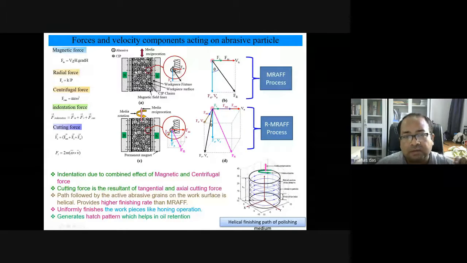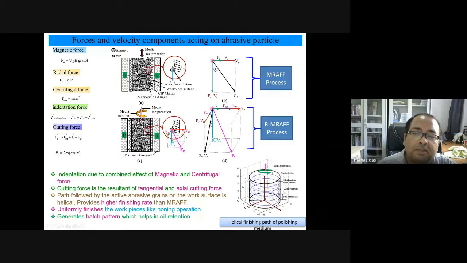Although this indentation is very small, it is in the nanometer range. After the abrasive particles are indented into the workpiece surface, if you move them because of this axial force, whatever this indented portion is, that much material is removed from the workpiece. So this radial force, the magnetic force, these are the indentation forces, and the axial force helps in removing the surface undulation, and these two forces help in indenting into the workpiece surface.